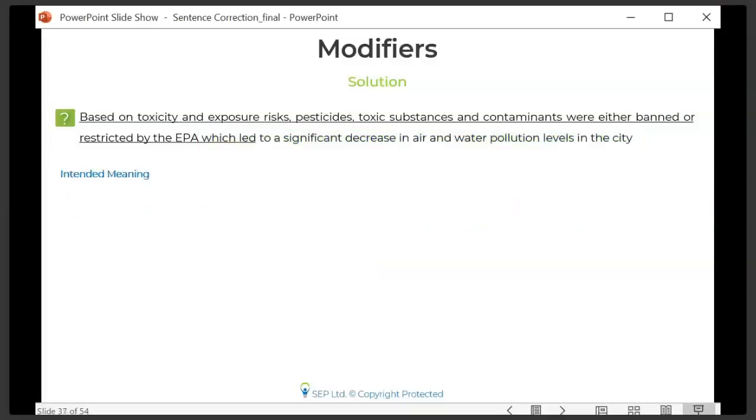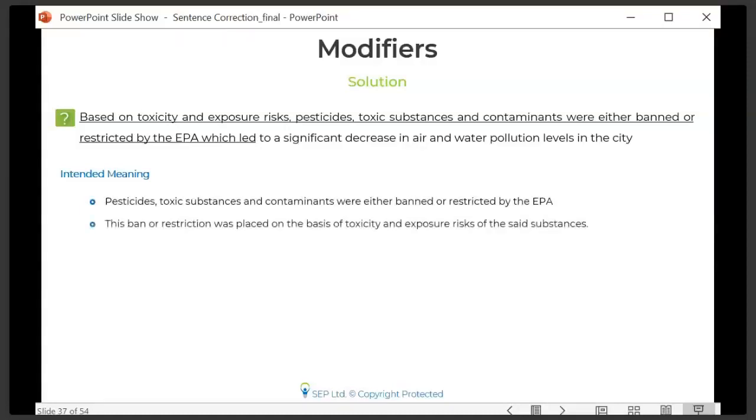All right, so keeping that in mind, we arrive at the intended meaning. What is the intended meaning here? Let's quickly look at it. Pesticides, toxic substances, and contaminants were either banned or restricted by the EPA. This ban or restriction was placed on the basis of toxicity and exposure risks of the said substances. And this ban or restriction led to decrease in air and water pollution levels, right? See, so once you have put together that intended meaning, now it is just a sort of a formality to look at the answer choices and eliminate them, all right?